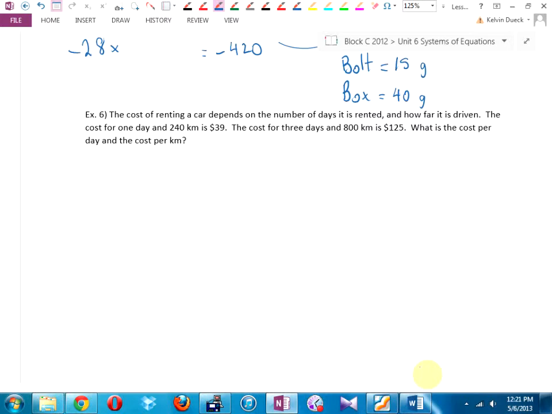How many variables? 2. How many equations? Okay, what do you want to use for letters? D and K. D and K? Is that okay? No pun intended? Okay.